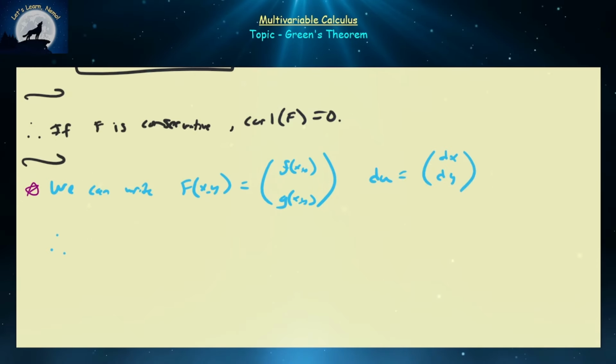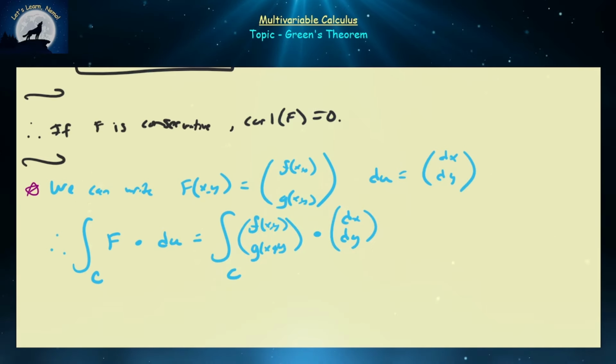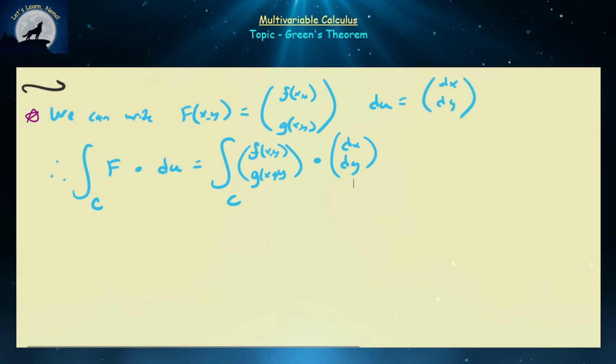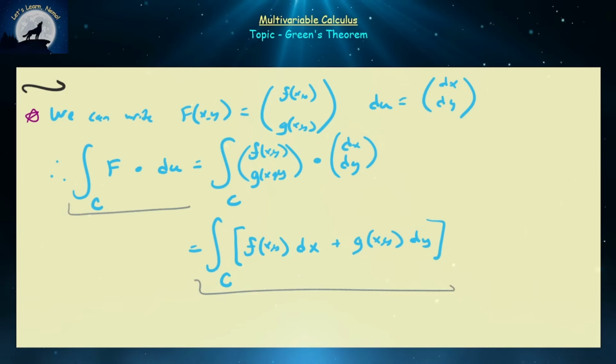Right? So once we have this, then the integral over some path c of f du will be equal to the integral over c of (f(x, y), g(x, y)) dot product with (dx, dy), and that's going to be equal to what? And then we can write that as dt if we want to, or we can write this, because this is another way of writing line integrals, the integral over c of f(x, y) dx plus g(x, y) dy. So we have this alternative representation for a line integral.